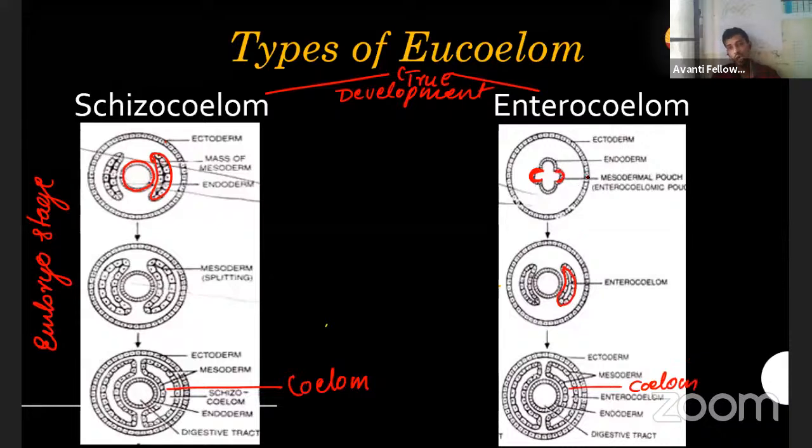I'm repeating it again. In enterocoelom, ectoderm will be there, endoderm will be there, but this mesoderm is attached to the endoderm only, like a pouch-like structure. Later, endoderm separation will happen. I will write it down here. I will tell you, Naina. This endodermal separation will cause a different kind of coelom formation to start. Then it will form the actual coelom.